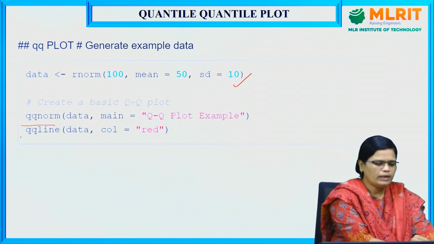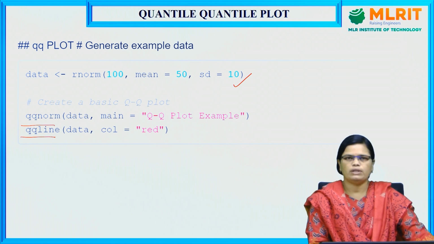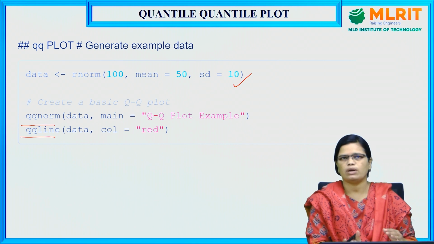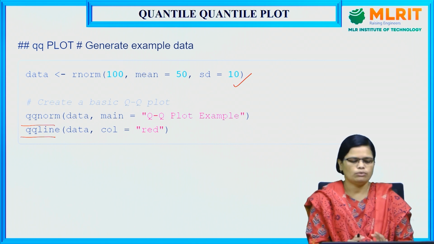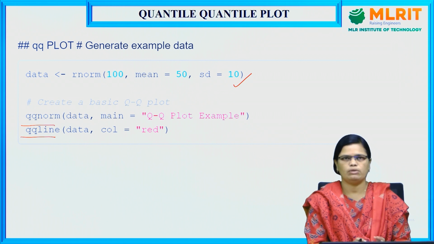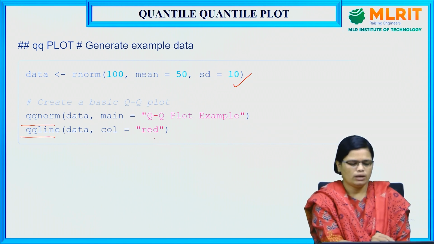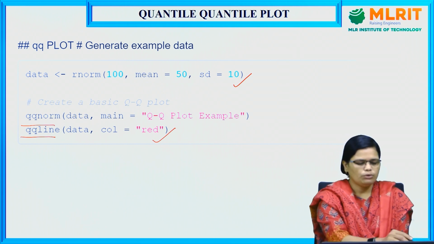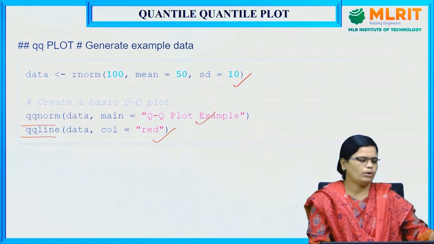QQ norm and QQ line, these are the two functions used for the quantile plot. QQ line indicates how these values correspond to the line, and it will display it. Once you go to the visualization, you will be able to understand. For the QQ line, we are assigning the red color, and for the QQ norm, we are naming it as QQ plot example.